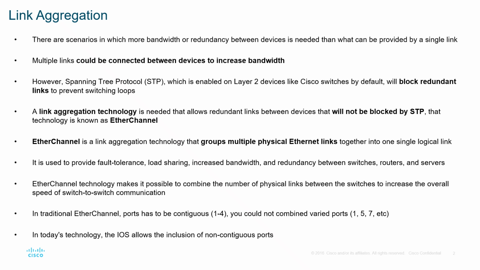of switch-to-switch communication. In traditional EtherChannel, ports have to be contiguous, like 1, 2, 3, 4. You could not have combined varied ports like 5, 1, 5, 7, etc. However, in today's technology, the IOS now will allow for the inclusion of non-contiguous ports. But if you're utilizing an older version of EtherChannel, the ports have to be contiguous.